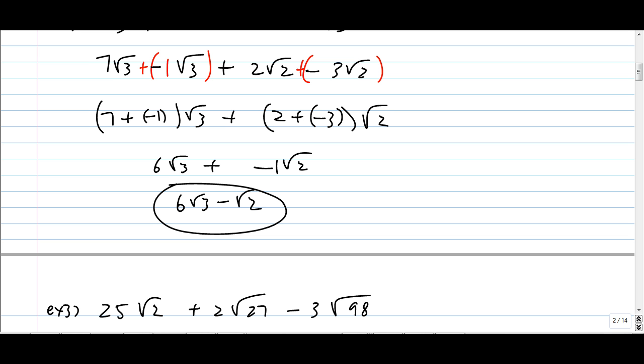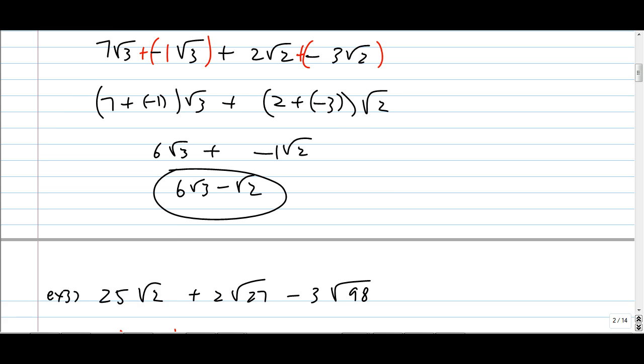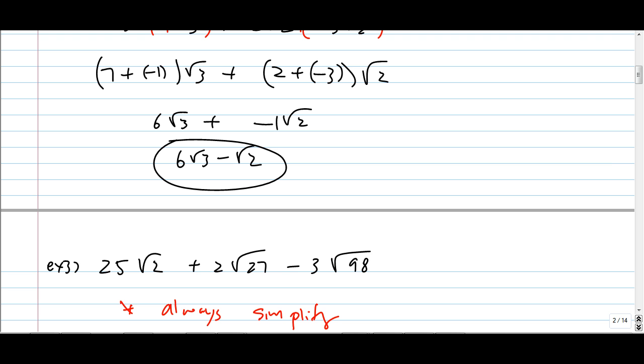Look at square root of 27 and square root of 98. They contain a perfect square as a factor. So before we do anything, first simplify. Always simplify. So do a factor tree for 27 and 98. You will see that they contain a perfect square, right, guys?